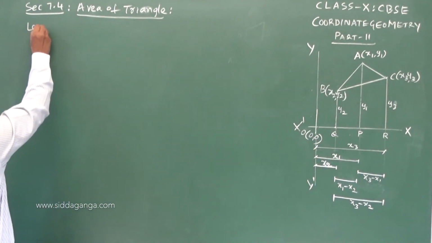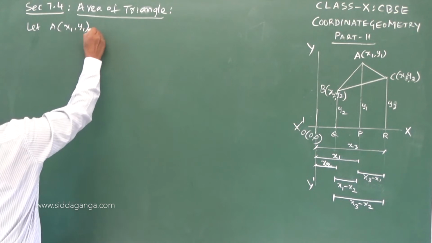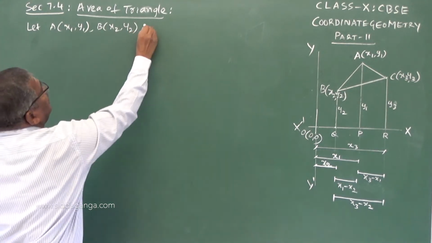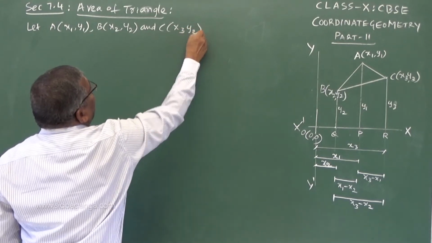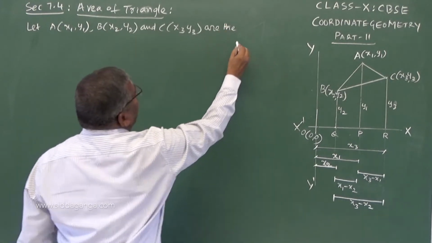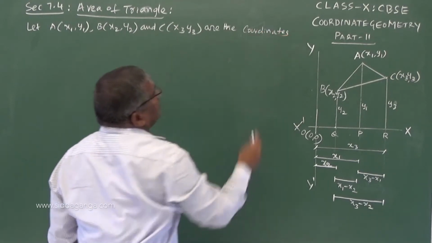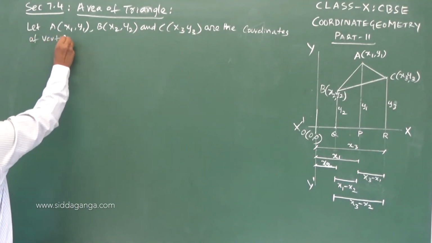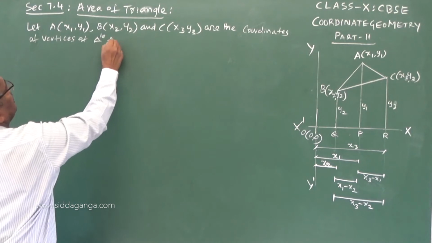So let A (x1, y1), B (x2, y2) and C (x3, y3) be the coordinates of the vertices of triangle ABC.